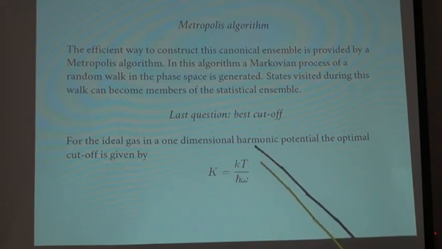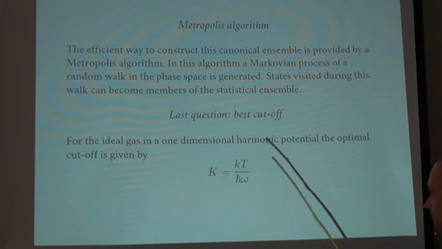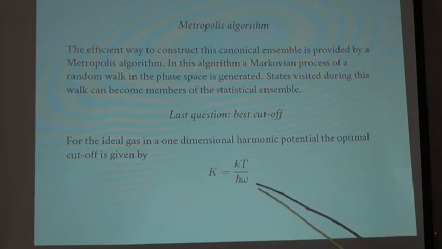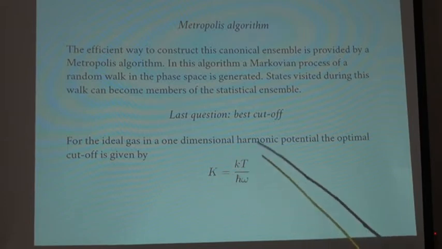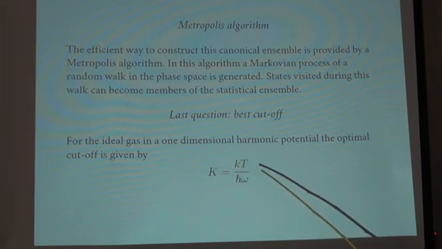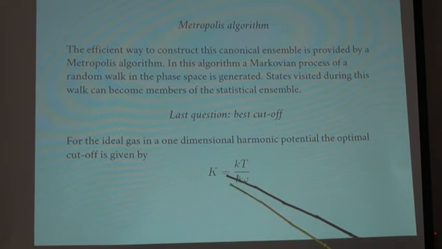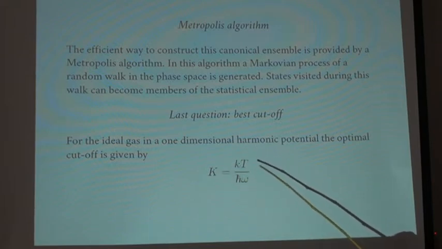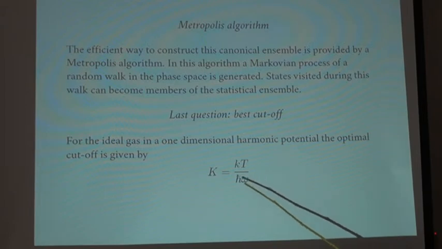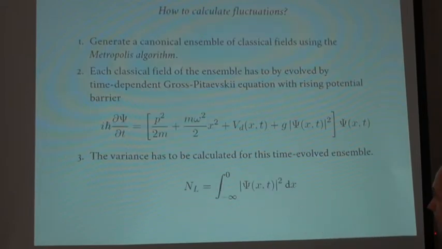So the last question is the choice of the best cutoff. This choice was proposed in previous work by Tomasz Górski, and it turns out that for a one-dimensional harmonic potential, it looks like this. So when temperature grows, we have to include more states.